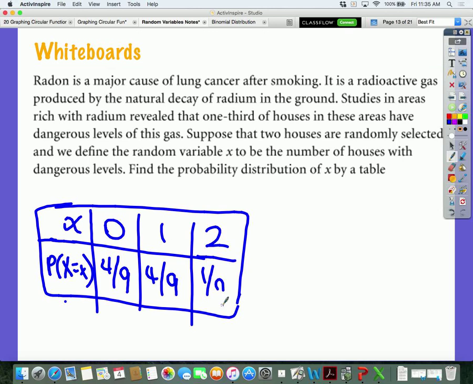If you think about it, the dangerous level is in 1/3 of the houses in the area. So if the first house had it, that would be 1/3, and the second house is 1/3 as well. You multiply them together to get 1/9. If none of the houses had it, that's the complement, 2/3 for the first house and 2/3 for the second. You multiply them to get 4/9 for none, and of course 4/9 for one house. Good stuff.